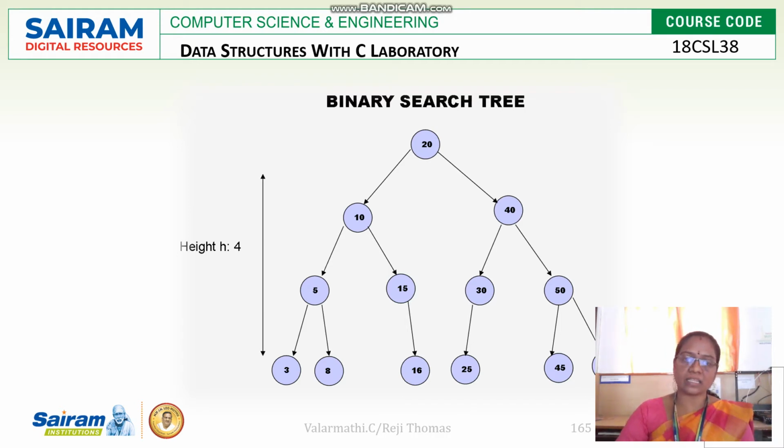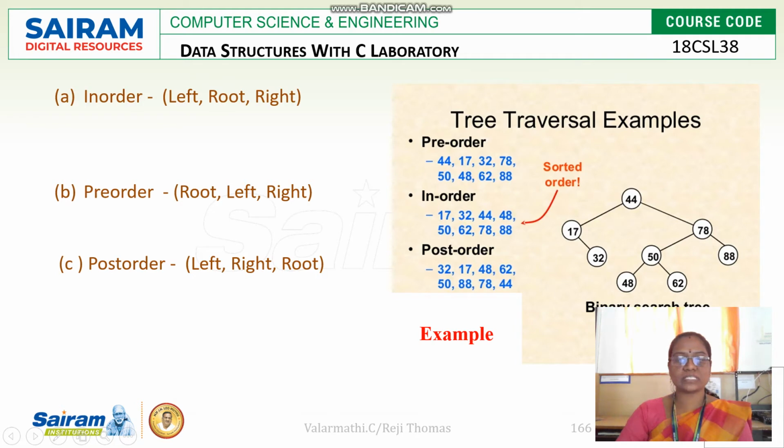In a binary tree, there is no condition that the root node should have only two children. It can have many subchildren, but in a binary search tree it should have only two children, either a left child or a right child. More than two children are not allowed in the binary search tree.